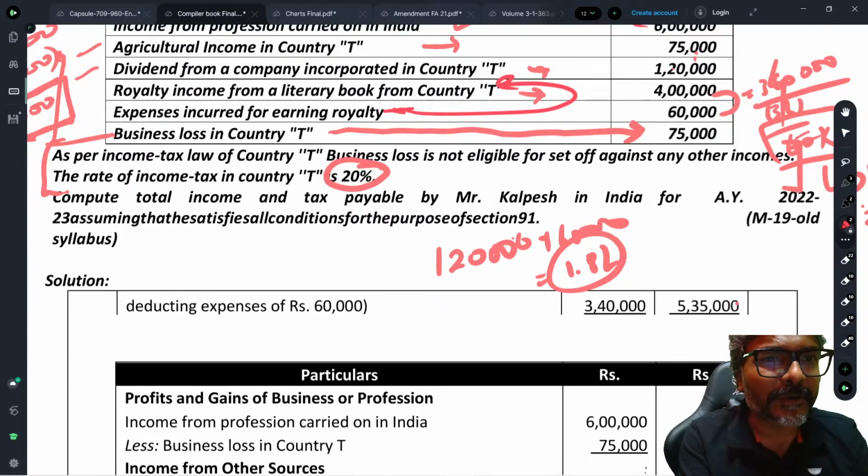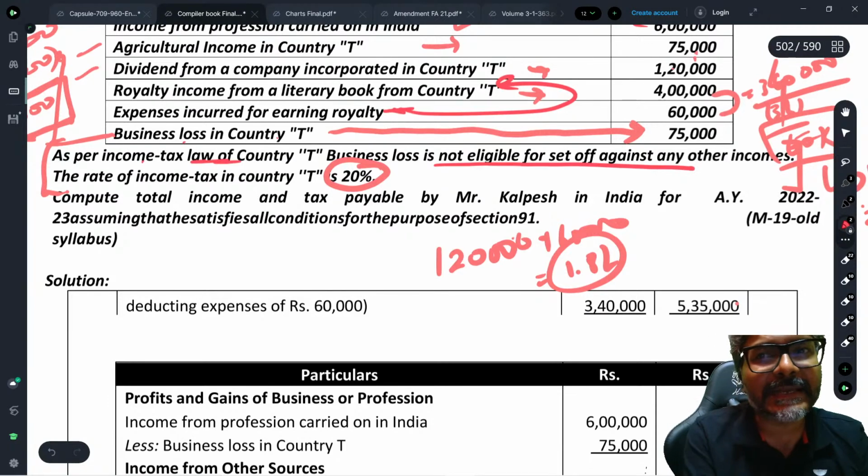So this expenditure will be reduced. Business losses in country T, 75,000. As per the income tax law of country T, business loss is not eligible for set-off against any other income.